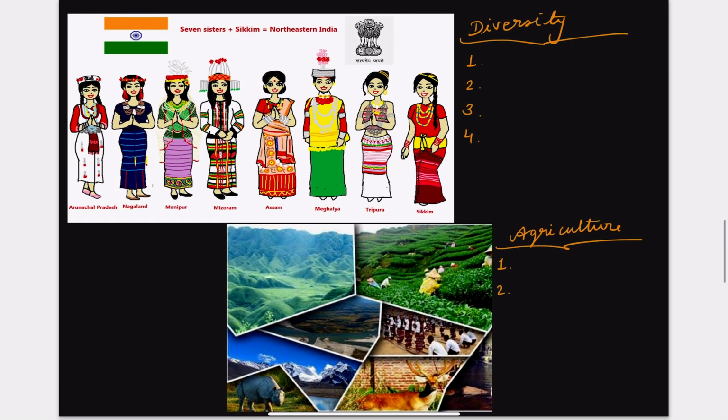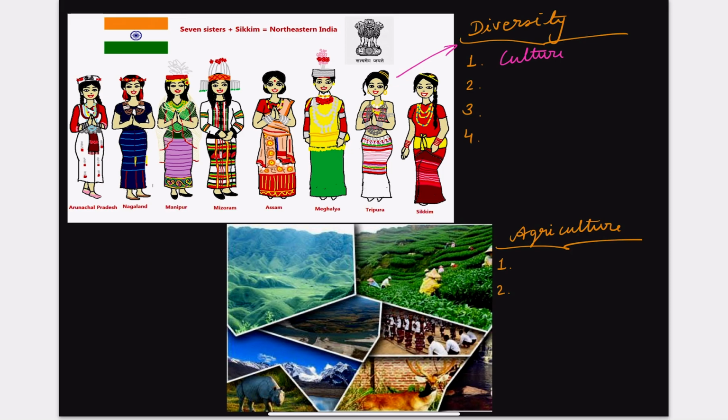Here you can see that there are different women, one each from Arunachal Pradesh, Nagaland, Manipur, Mizoram, Assam, Meghalaya, Tripura and Sikkim. These women from each state are wearing different attire. This tells us what? This tells us the diversity in Northeast India. So diversity of what? Diversity of culture.